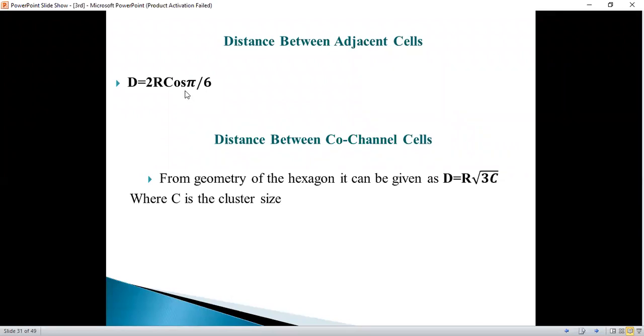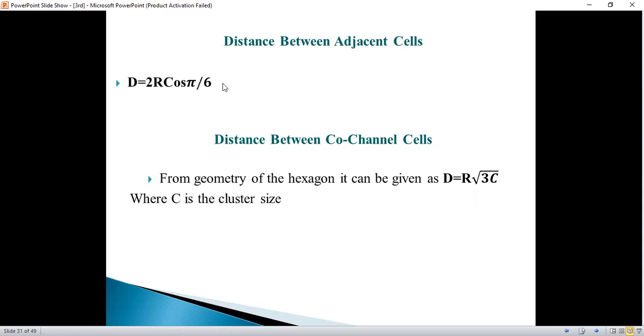Yes ma'am. Okay, and since we are talking about co-channel cells, we have to put cluster size also over here, because co-channel cells means that we are moving cluster to cluster, so we need to have cluster size also over here. So this is the formula for distance between the co-channel cells, and the formula for distance between the adjacent cell will be, sorry, not 2R, it would be R under root 3.